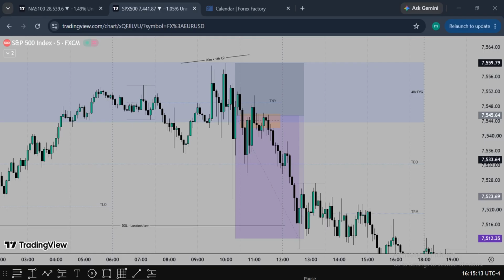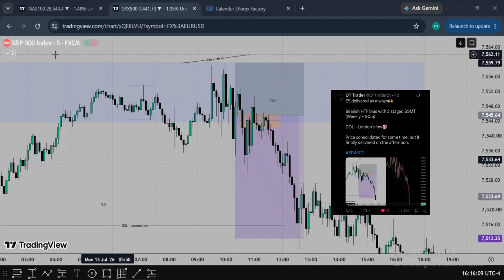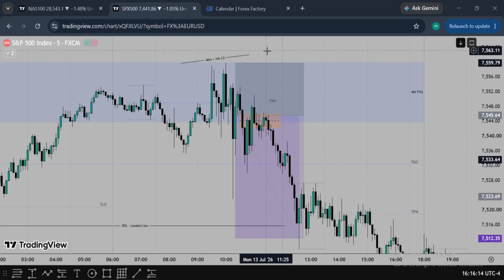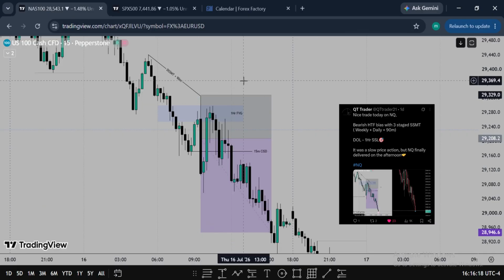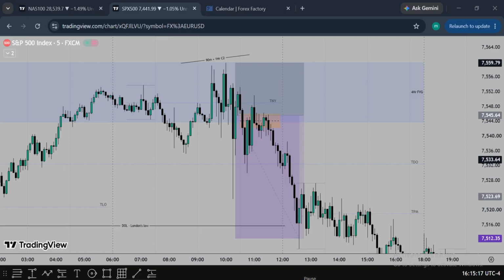So this week I took two trades. One trade on S&P 500, a short position on Monday, and the next trade is on Thursday. It's an EQ trade, a short position trade. I have two strategies I use to take these trades and to identify high time frame raw liquidity.